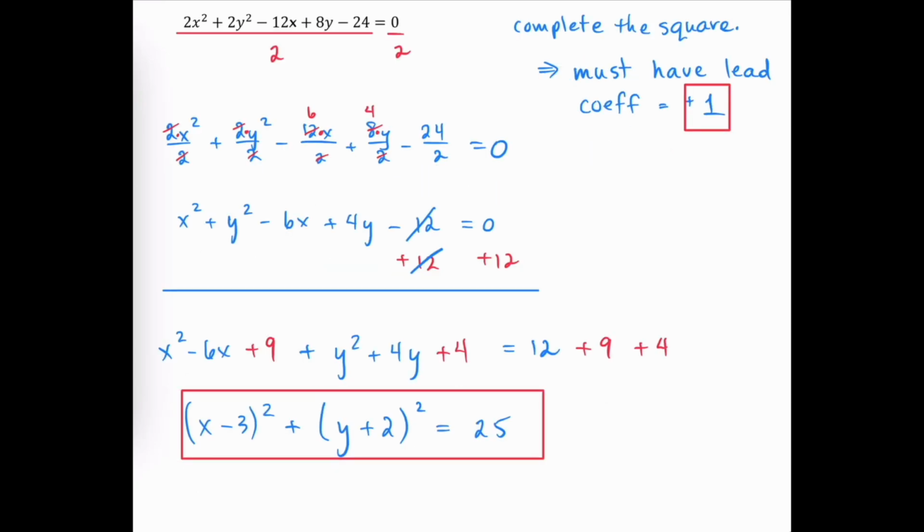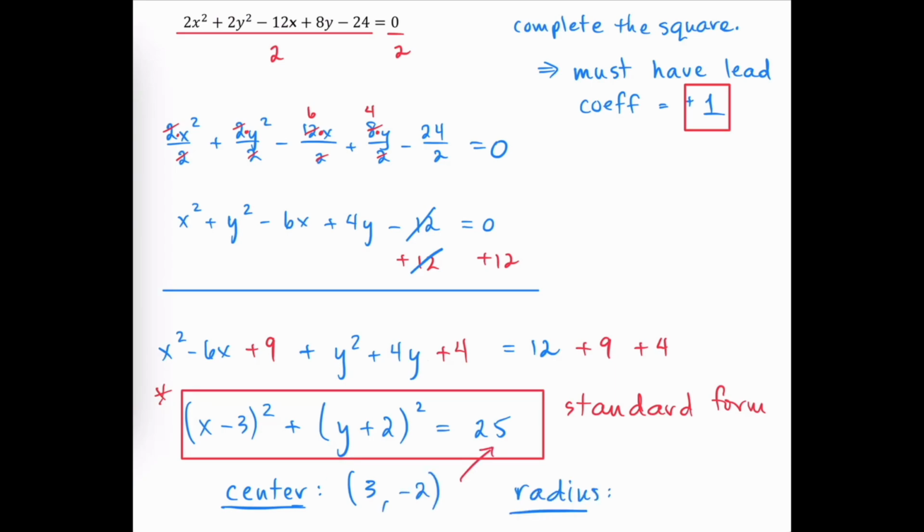So this is the equation of the circle now converted into standard form, which then enables us to extract the center and the radius. The center is going to be the ordered pair where the x-coordinate is the opposite of what we see inside here, so +3. The y-coordinate is the opposite of what we see inside here, so -2. And the radius is going to be the square root of the number that we have here on the other side, so our radius is going to be 5.